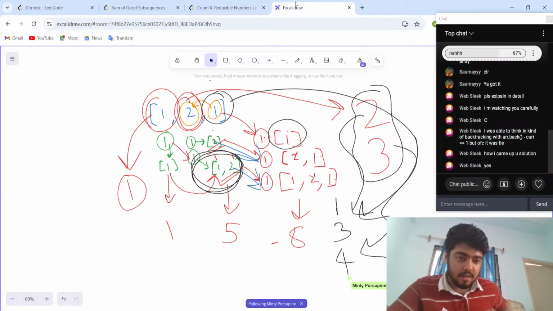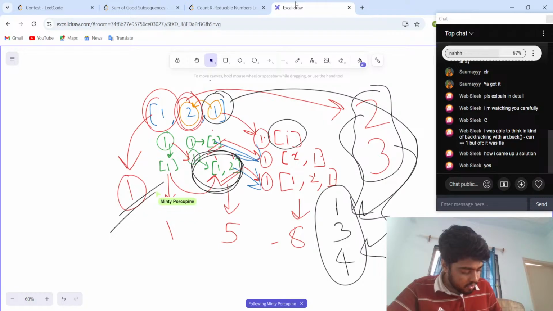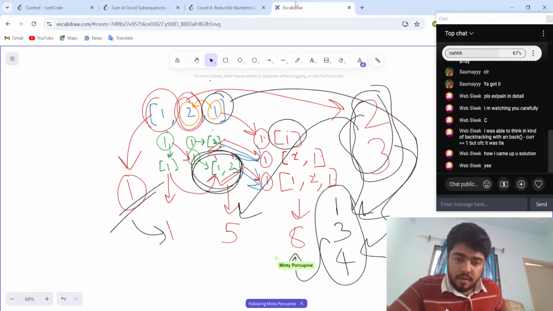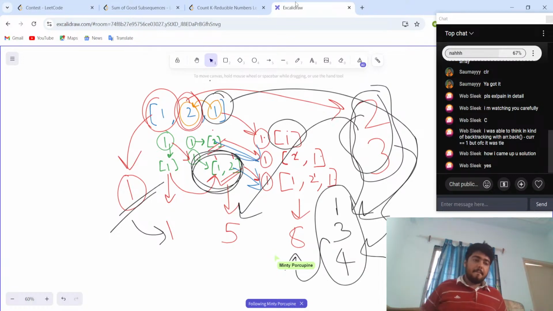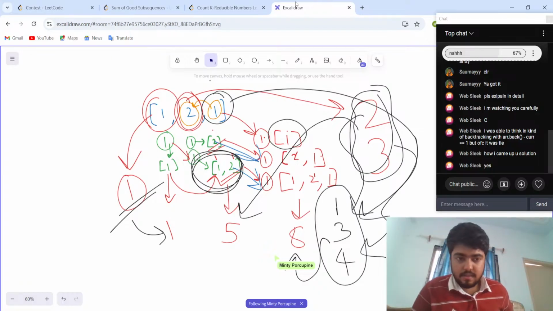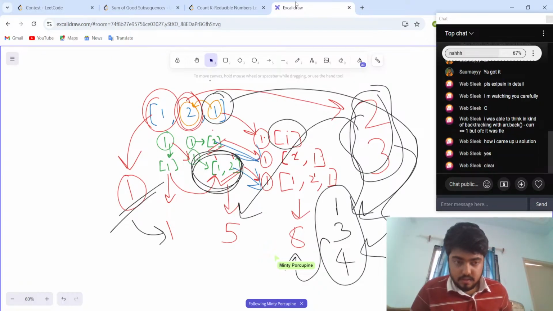So is this clear? Because now what happens? This 1, it is 1. This 2 and 3, it adds up to 5. And this 1, 3 and 4, it adds up to 8. Is this clear? Like how we are going to derive something from the previous stacks. Clear? Okay.